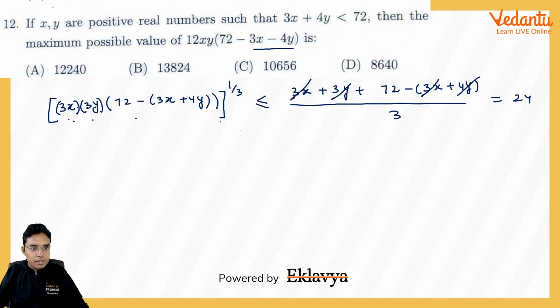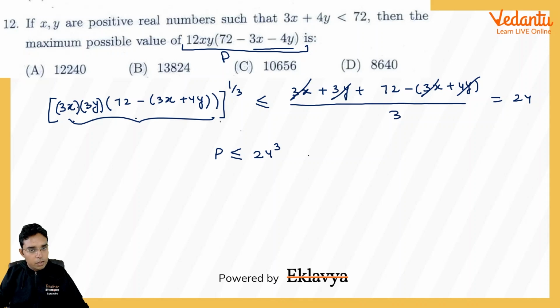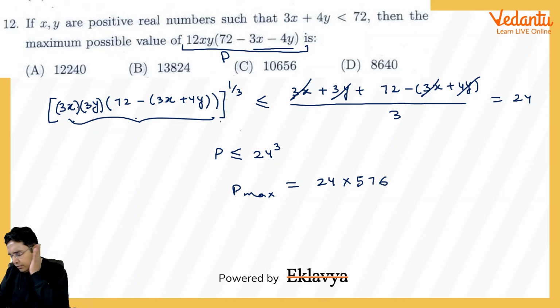That means this given expression, let me call this expression P for product. So this product will be less than or equal to 24 cube. So the maximum possible value will be 24 cube. How much is 24 cube? 24 into 576. I think 24 square is 576.